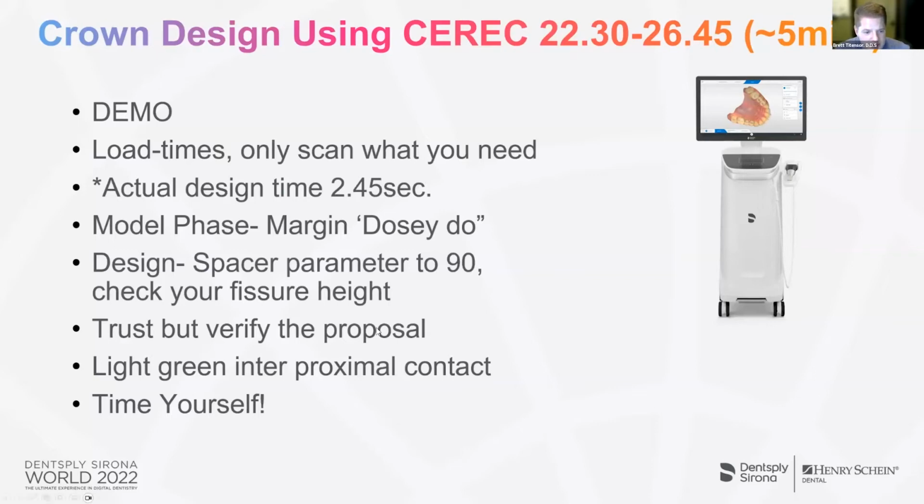I always do a light green interproximal contact. I like a nice snap, but not too tight. And one other tip is make sure your spacer for zirconia is set to 90. That way it has a little less wiggle room. I'm only traditionally cementing these with just a luting cement, so I don't need as large a spacer as, say, an Emax. So I drop that spacer down to 90, and you'll find that fit is just a little more snug, a little more nice. So I set that to 90.